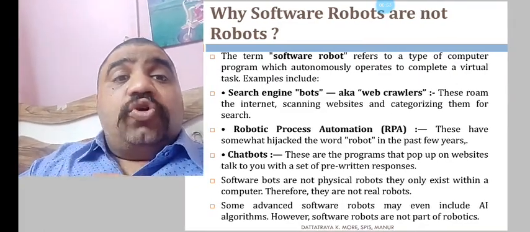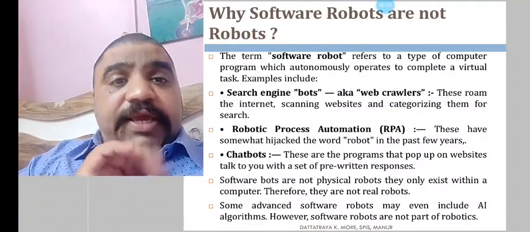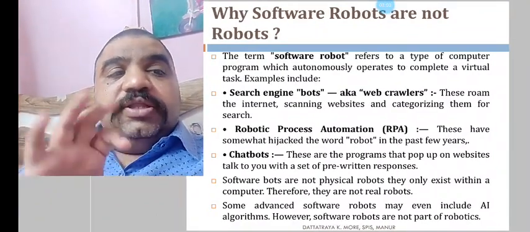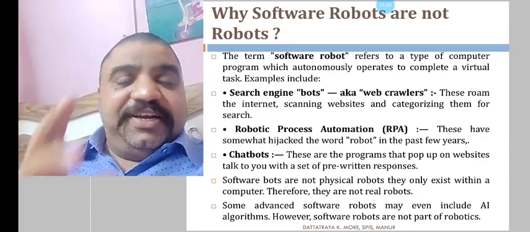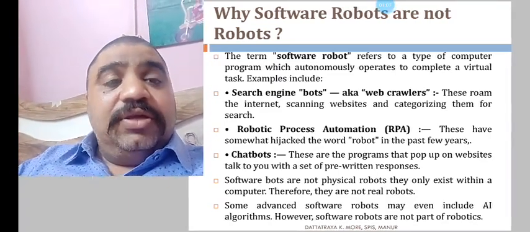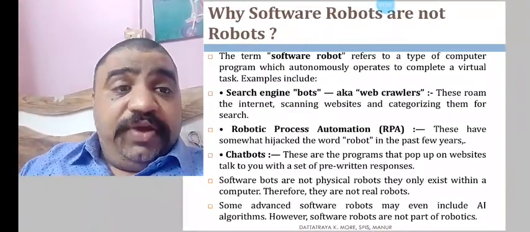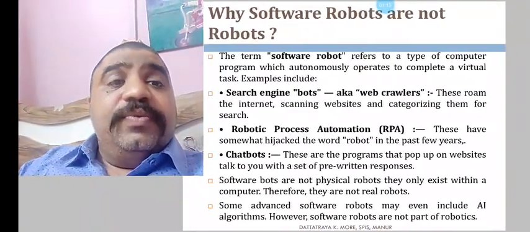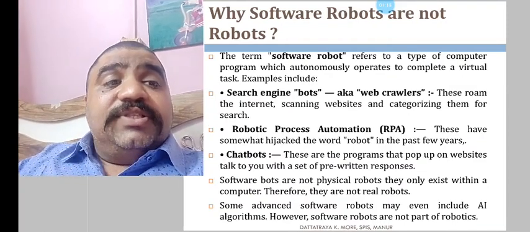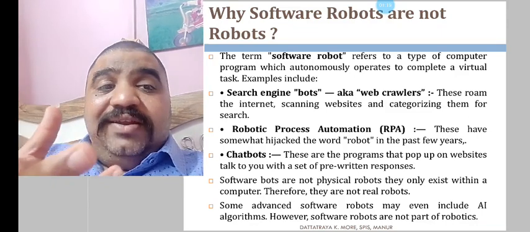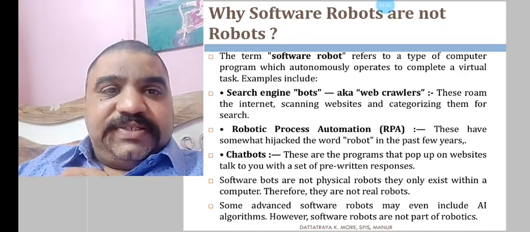Robotic process automation, RPA. These have somewhat hijacked the word robot in the past few years. That is another concept; we will discuss this later on. Chatbots, very important right now. It is very famous, and I will tell you that story also. These are programs that pop up on websites and talk to you with a set of pre-written responses.